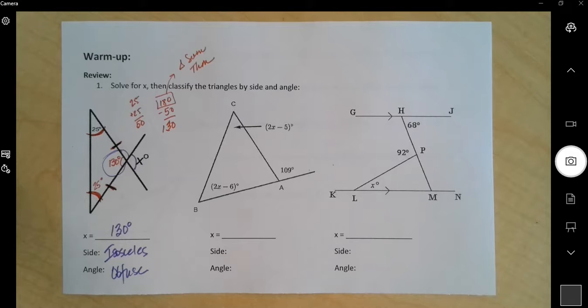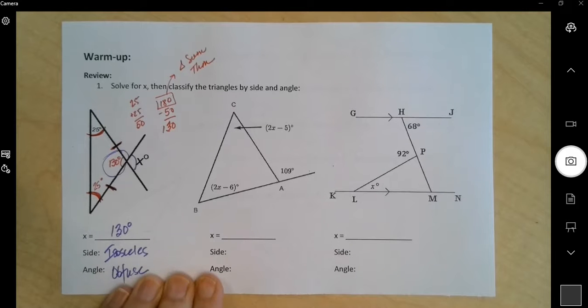So once I have one right angle, it's a right triangle. Once I have one obtuse angle, it's an obtuse triangle. For it to be acute, I need to have three acute angles. Make sense? Yes. All right.